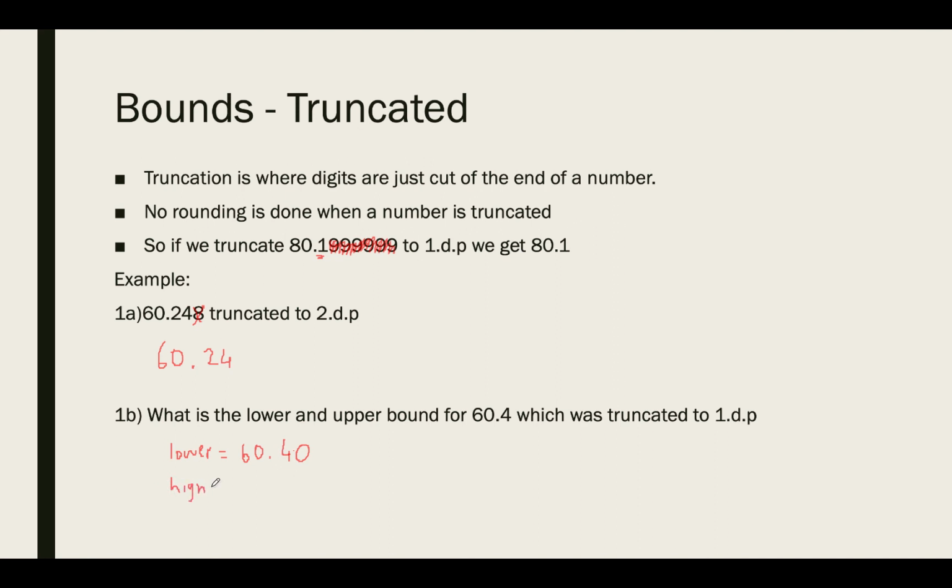The highest possible number it could have been is 60.49 with lots of 9s coming after it. It could not be 60.5 because then that would be truncated immediately to 60.5. So we can write this range as x is greater than or equal to 60.40, and then you could say that x is less than 60.5.